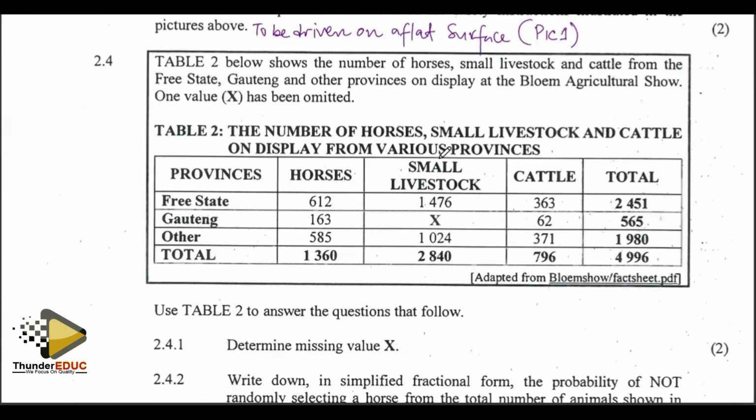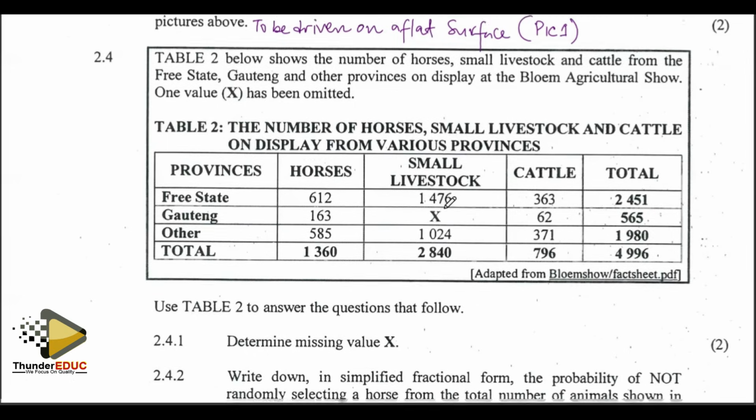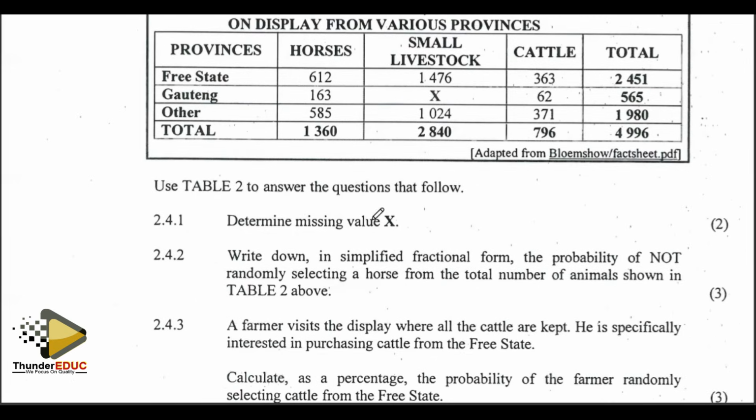2.3 Table 2 below shows the number of horses, cattle and small livestock from Free State, Gauteng, and other provinces on display at the Bloem Agriculture Show. One value X has been omitted. Okay, let's try and see the questions. Determine the missing value of X. Now, the missing value of X is here, from Gauteng. But we have the total number here, of this much small livestock.